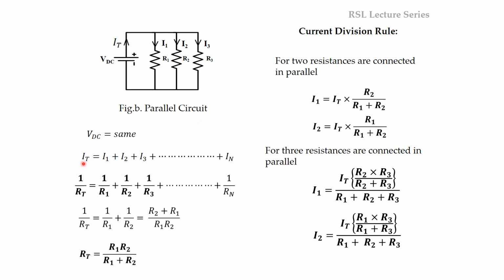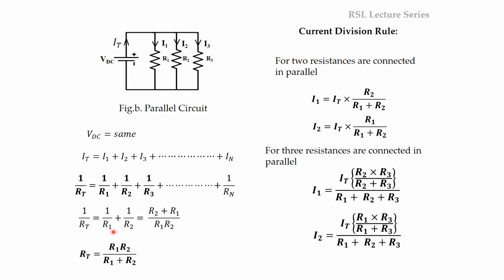Now we can write IT is equal to I1 plus I2 plus I3 if we are considering three resistors. If n resistors are connected, then we have to add all the currents up to In. Similarly, the total or equivalent resistance is given by 1 by RT is equal to 1 by R1 plus 1 by R2 plus 1 by R3. If n resistors are connected, then we add the reciprocals of all the resistors till the nth resistance. If two resistors are connected in parallel, then 1 by RT is equal to 1 by R1 plus 1 by R2.